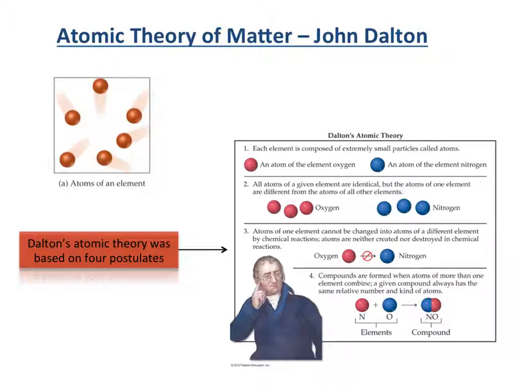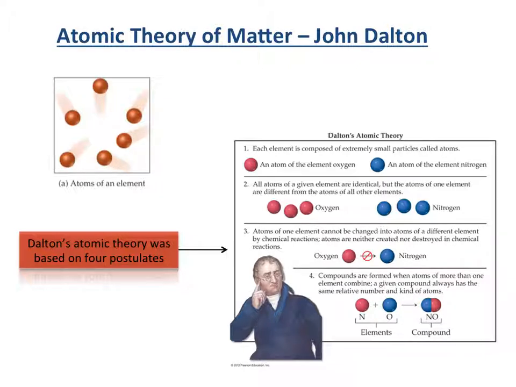If we understand an atom, and we apply John Dalton's atomic theory of matter, which was based on 4 postulates, first being each element is composed of extremely small particles called atoms. So we could show each atom as a different color, where an atom of the element nitrogen has its properties and shows up blue, where an element of oxygen we could think of as being a red sphere. Also, all atoms of a given element are identical, meaning that one atom of oxygen is just like all the other atoms of oxygen, and one atom of nitrogen would be just like all the other atoms of nitrogen.